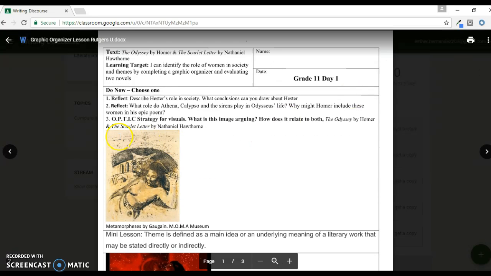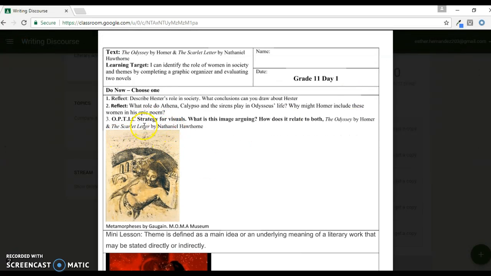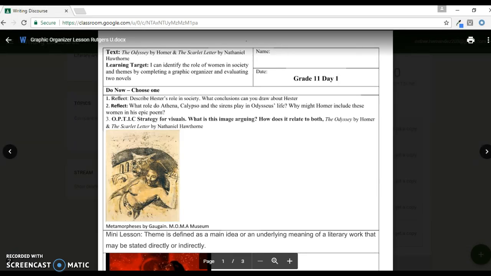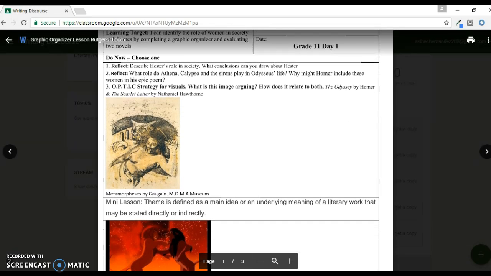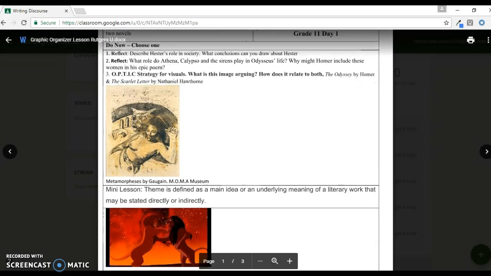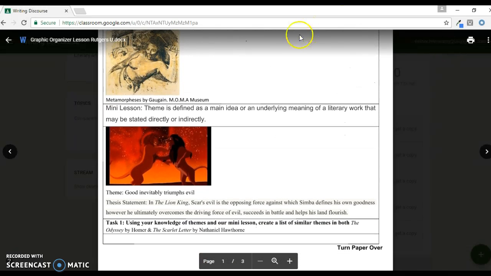So here's a do now, and this is where I differentiate as a teacher. Students pick one do now that's easily accessible for them. They share. Again, it's a way to have an entry to the lesson. Then my mini lesson will be about themes.